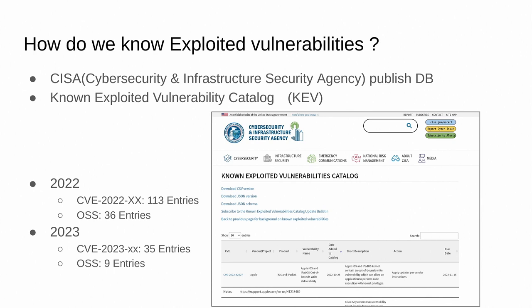In 2022, there were 113 entries in the KEV database. These are used vulnerabilities; some threat actor is using this exploit. And it includes OSS 36. And now it's half a year into 2023. I'm not sure, but now more than 50 entries are in KEV, because I created this material in June. And OSS is 9 entries.